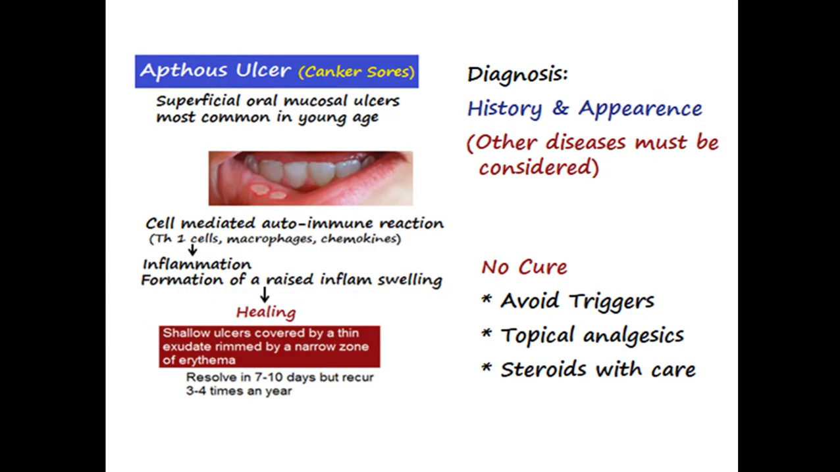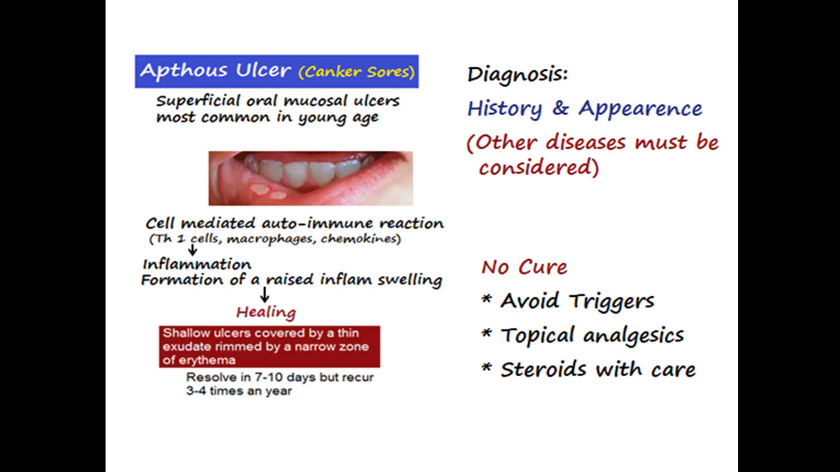Now, coming to the summary, the Aphthous ulcers are canker sores. These are superficial oral mucosal ulcers, most common in young age. You can see in the picture that the ulcers are covered by the exudative membrane. The Aphthous ulcers are caused by a cell-mediated autoimmune reaction characterized by helper T cells, macrophages, and chemokines accumulation.